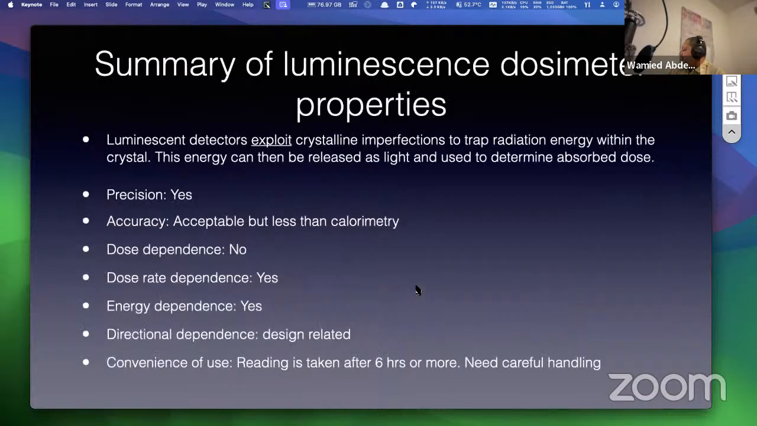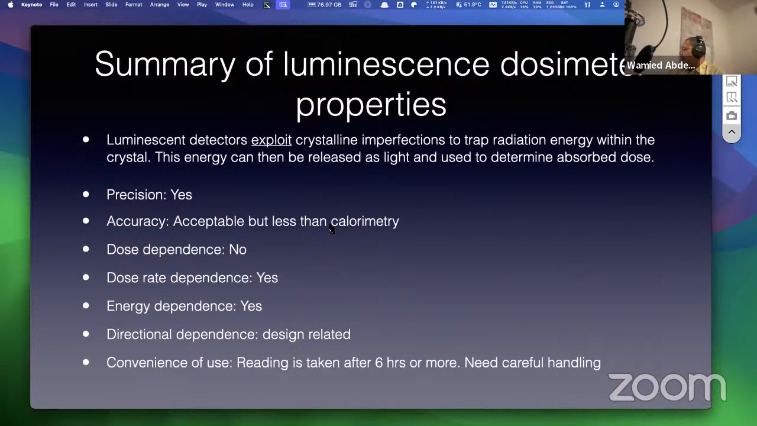Properties of these dosimeters. In terms of precision, yes, we could have good reproducibility, especially if they're handled carefully. We could get them up to 2% reproducible, but you need to handle them very carefully. Accuracy, acceptable accuracy, but obviously these are less than calorimetry and probably less than ionization chambers.